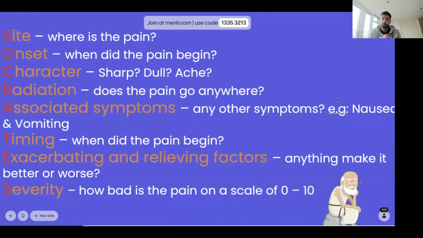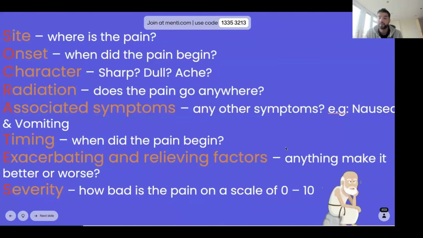whereas the timing of the pain is more about what's happening now. So is the pain constant or is it intermittent, right? So is it coming and going or is it there all the time? And if it's coming and going, how often is it coming? How often is it going? How long does it come for? How long does it disappear for? So they're two different things. One is about how it started and one is about the timing now.